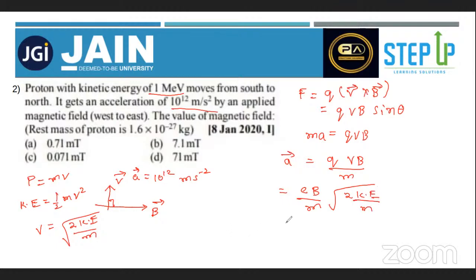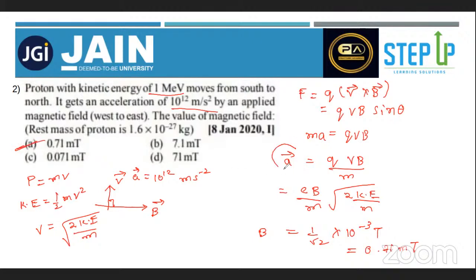And when I'm trying to solve this, after substituting all the values, I'll get the B value as equal to 1 by root 2 into 10 raised to minus 3 Tesla, which is approximately equal to 0.71 mT.